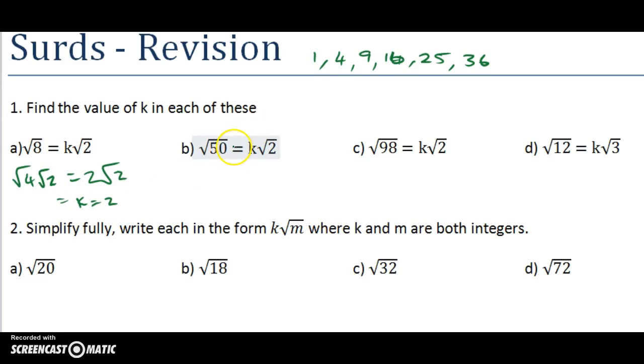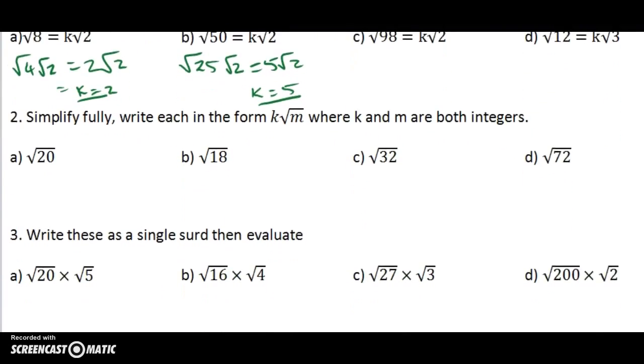We do this to one more. Look at the square numbers. Any of these a factor of 50? Yes, 25. So we've got the square root of 25 times the square root of 2. The square root of 25 we know is 5. We can't find the square root of 2. So our answer, k, must be 5.